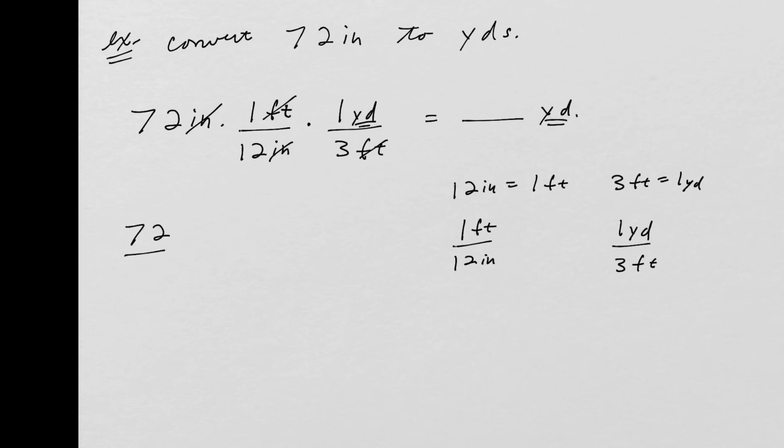So I have 72 over 1 times 1 over 12 times 1 over 3. Now you can simplify a bunch here, right? 12 goes into 12 once. 12 goes into 72 6 times. And then 3 goes into 3 once. 3 goes into 6 twice. So this is just 2 times 1 times 1, which is 2, over 1 times 1 times 1, which is 1. So this is going to be 2. So 72 inches is equal to 2 yards. But in this case, we use 2 unit conversion factors.